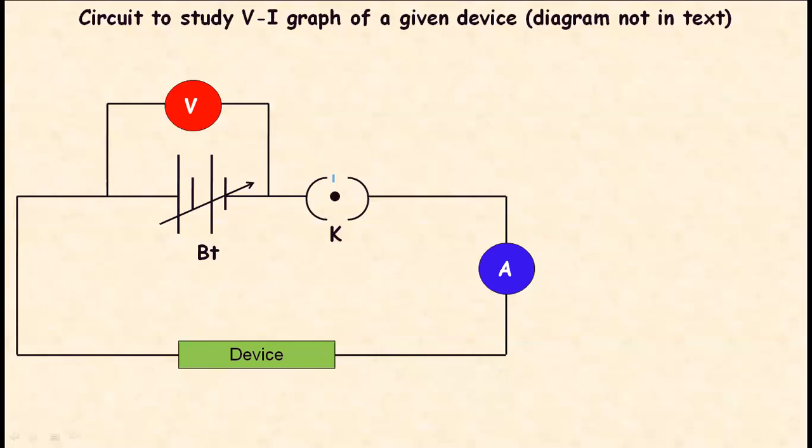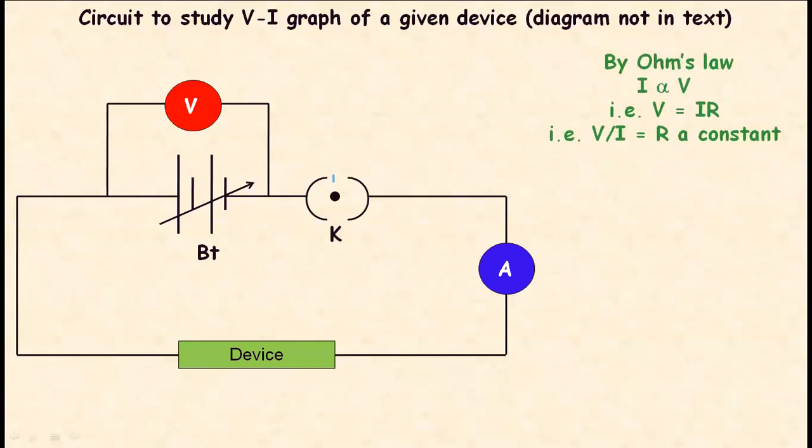Okay. Now, first of all, by Ohm's law, current flowing through a circuit is directly proportional to the potential difference applied to the circuit. Or current I flowing through a conductor is directly proportional to the potential difference between the two ends of the conductor. Now, when I remove the proportional sign and introduce the equal sign, I get voltage V is equal to I into R. Okay, so voltage V is equal to I into R.